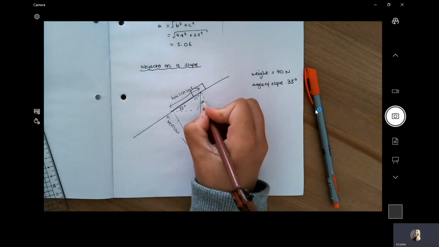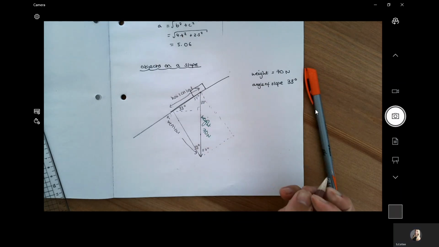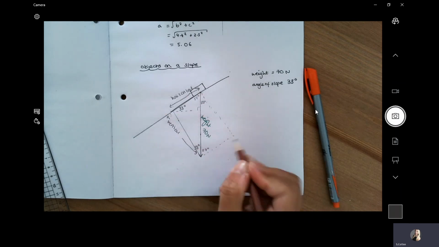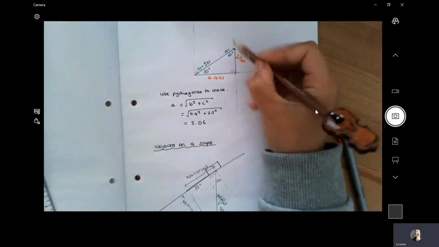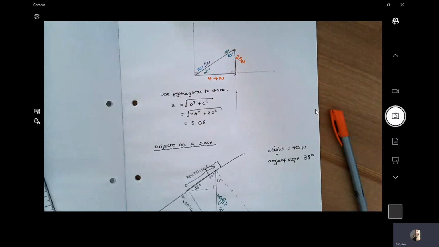I could make this angle 33. I'd know that this angle would have to be 57 and use my protractor to draw this accurately. I could, but I don't need to because this side is going to be the same length as this side. So just as I used a cheat up here, and I said that this side was the same length as this side, you can do the same with the one that I've just done on the bottom.